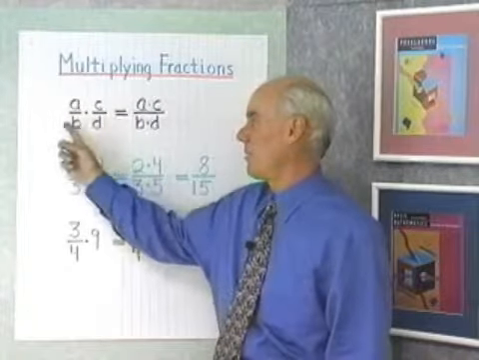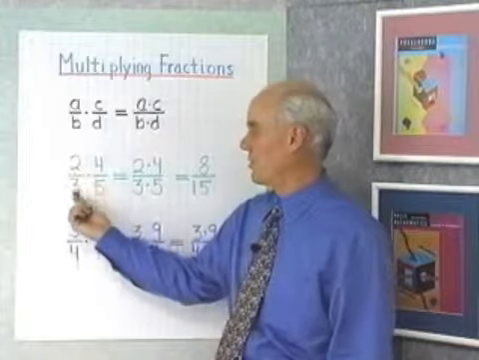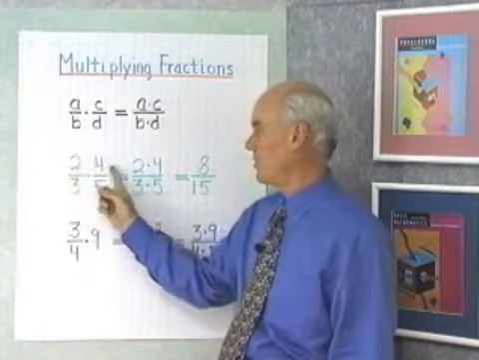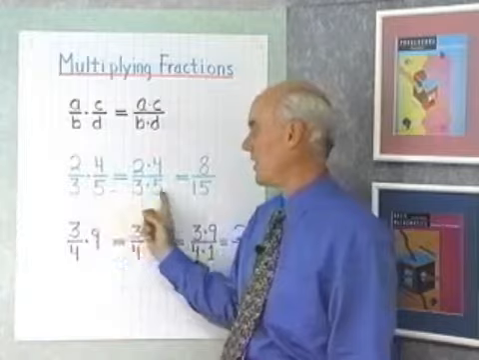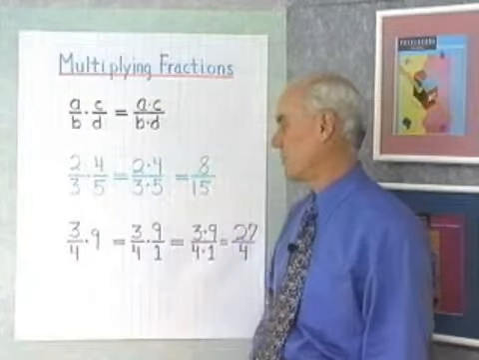Multiply straight across the top, multiply straight across the bottom. That's the product of two fractions. So 2/3 times 4/5, I multiply 2 times 4 in the numerator, 3 times 5 in the denominator. I end up with 8/15. That's in lowest terms, so I don't have to reduce.